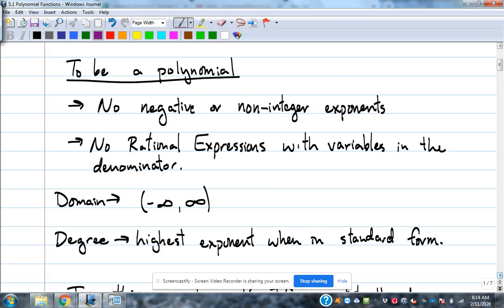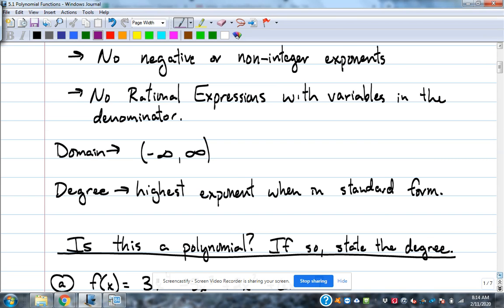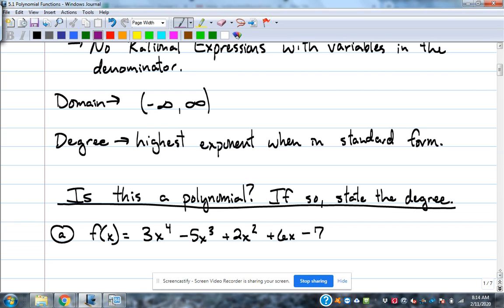We'll recognize that some as we go. So here is that wonderful game: Is this a polynomial? If so, state the degree. That's probably why it didn't make Game Show Network, because the title is too long.